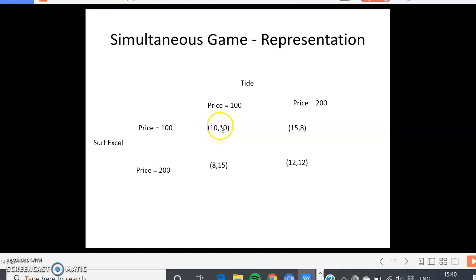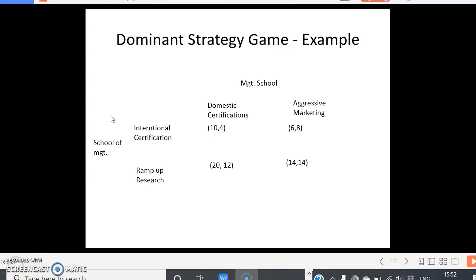In the first case, a payoff of 10 as compared to 8, and in the second case, a payoff of 15 as compared to 12. So a dominant strategy in this case for Surf Excel is to price its product at 100. Let us look at another example of a dominant strategy game.